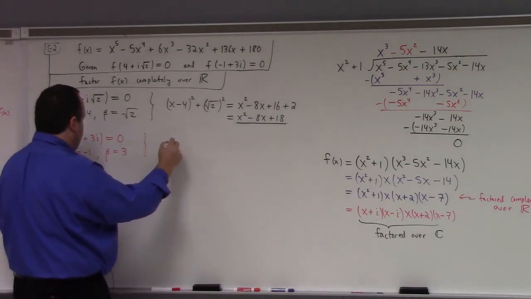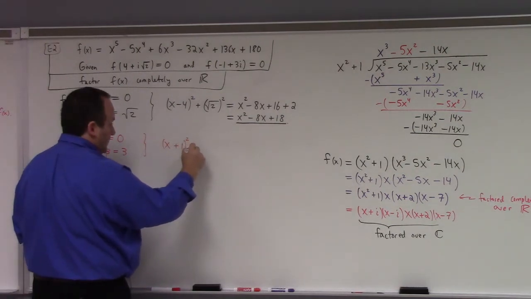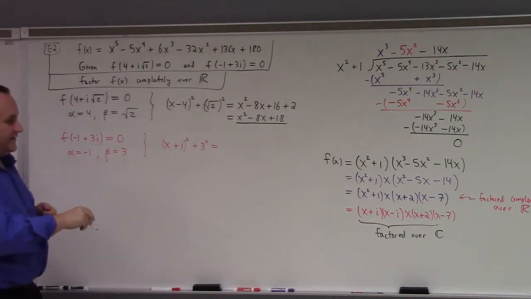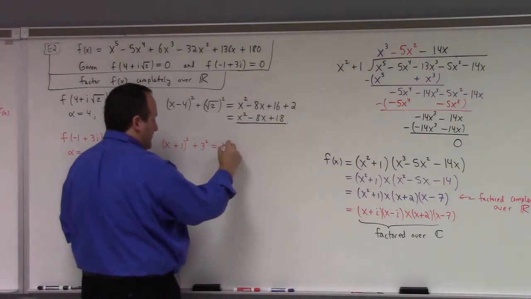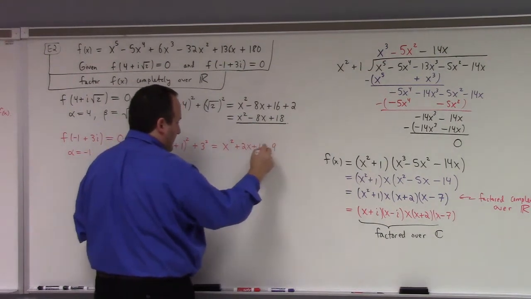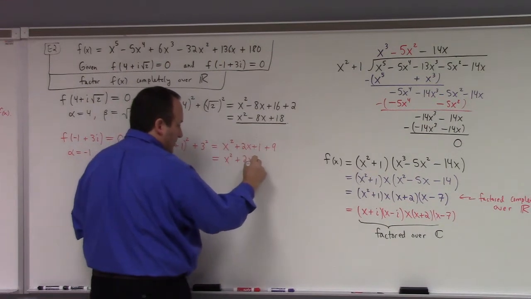x minus a minus 1, which is x plus 1 squared, plus 3 squared, right? Multiply that out. What do we have? We have x squared plus 2x plus 1 plus 9, right? In other words, we have a factor of x squared plus 2x plus 10.